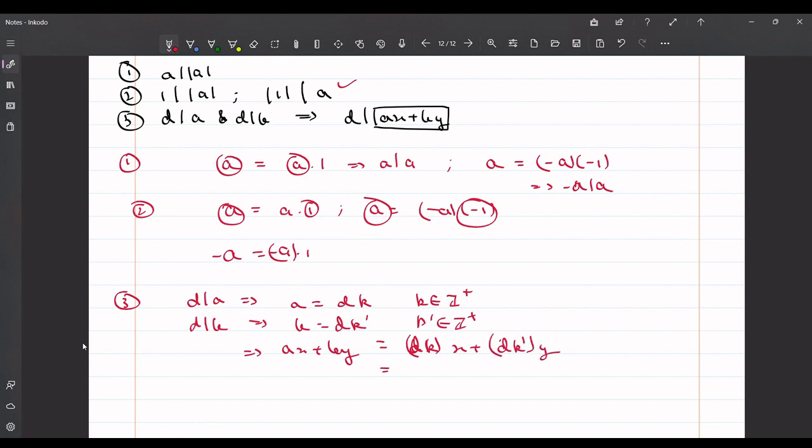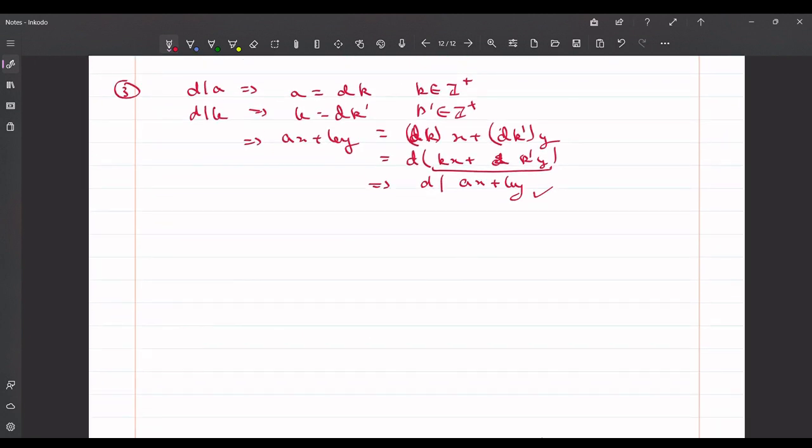Since these are all positive integers, we can apply associativity in multiplication. So we can group kx and k dash y here, and we can take d out from the whole. So it becomes d into kx plus k dash y, and this is obviously divisible by d. So this means d divides ax plus by, since k, k dash, x and y all are integers. So kx plus k dash y is also a positive integer. So d divides ax plus by. Is it clear? Got it?